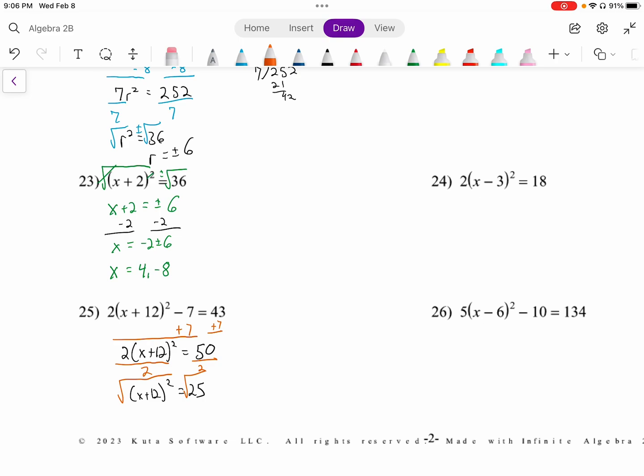Take the square root. Plus or minus there, we got x plus 12 equals plus or minus 5. And then subtract 12 from both sides. Running into our writing here. And we get x equals negative 12 plus or minus 5. And so we do both of those options. We do negative 12 plus 5. Negative 12 plus 5 is negative 7. And negative 12 minus 5 is negative 17.